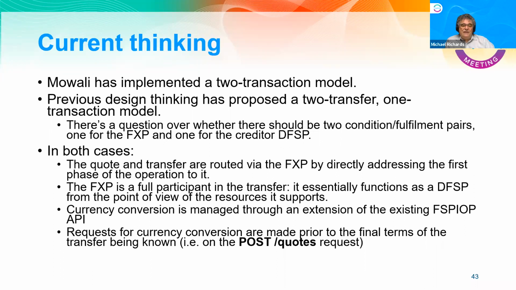Currency conversion is managed through an extension of the existing FSPIOP API, and requests, worryingly, are made prior to the final terms of the transfer being known, i.e. on the post quotes request. So you will doubtless remember that when I issue a request for quotation in the Mojaloop system, that's not necessarily the final amount that the participant will be required to send, and therefore that will be required for conversion. So we've had to think several times about different ways around that to make sure that we can get everything properly converted.